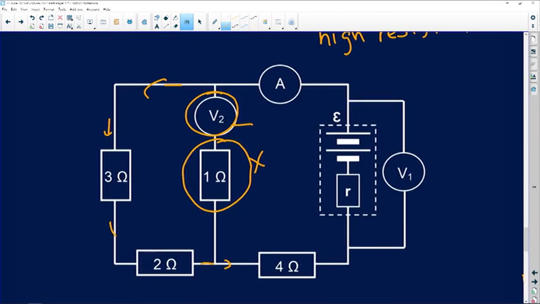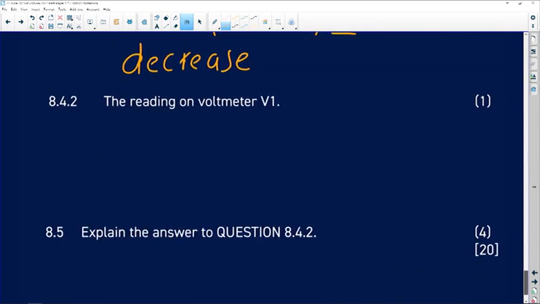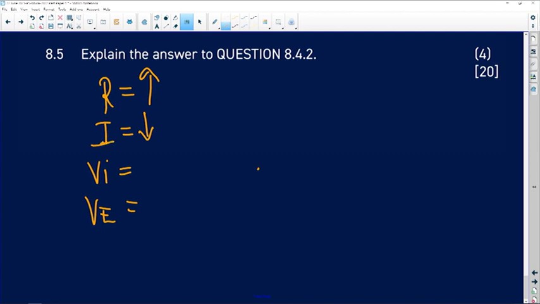So let's check. Where is V1 now? V1 is the external. So what will happen to V1 if this 1 ohm is no longer taking in current? We know that the current is going to decrease. I normally use what we call a table with R, I, V internal, and V external. This is the resistance, this is the current, this is V internal, this is V external. What happened is the resistance increases, so the current is going to decrease. Remember, V internal has the same current as the total current of the whole circuit. So if this one decreases, V internal is going to decrease.